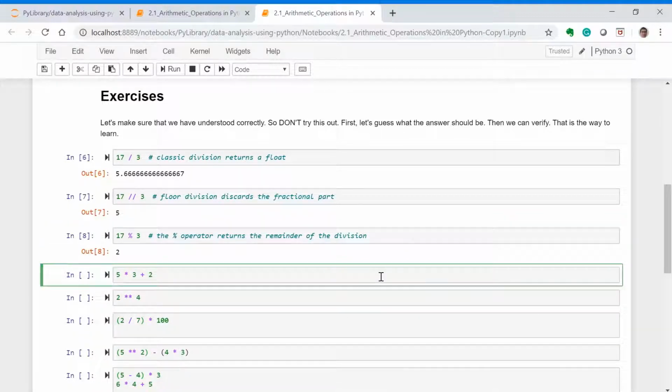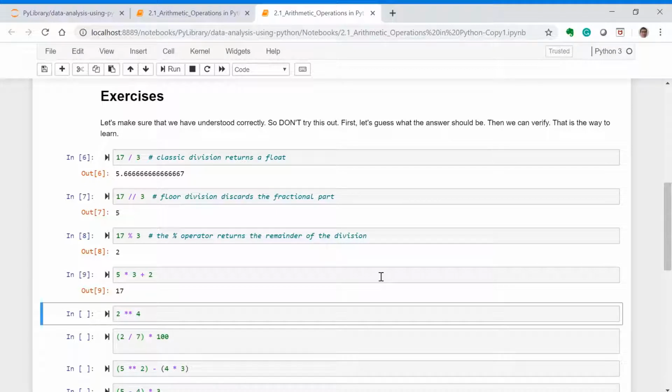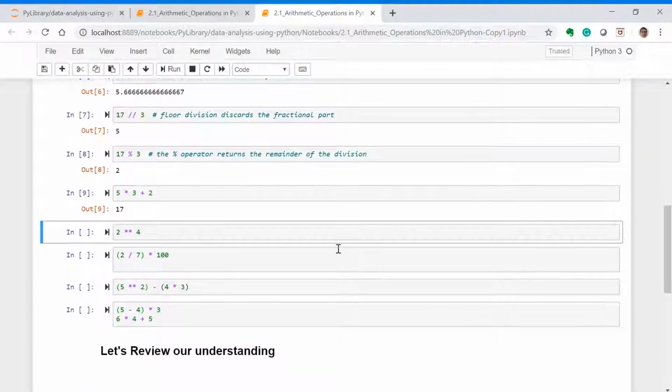It's interesting, 5 star 3 plus 2. So will it do 5 star 5, as in 3 plus 2, 5 times 5, or will it do 5 star 3, 15 plus 2? It'll do 15 plus 2, 17, because of BODMAS. Okay, you can see there's an order in which it executes.